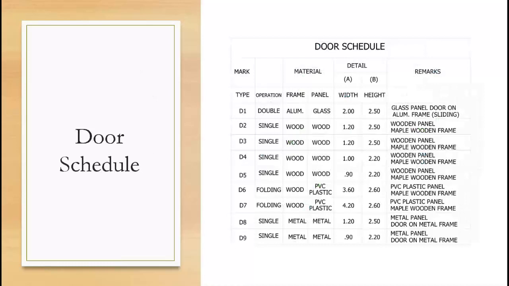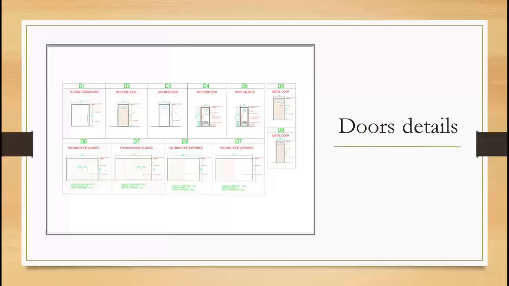Door schedule, we can see many types of materials and details, and width and height. Door details, we can see the details with the letters of doors. Some doors with glass, some doors with metal.